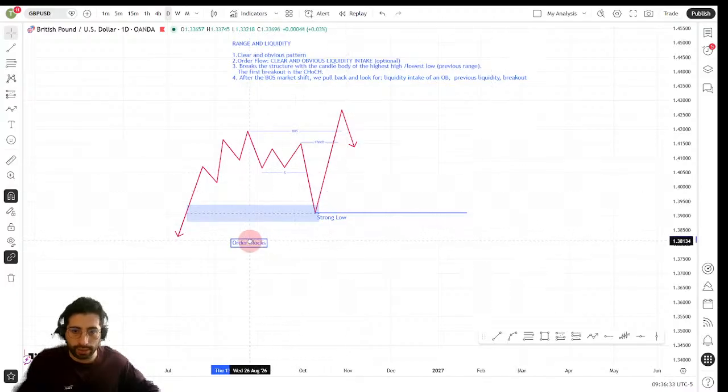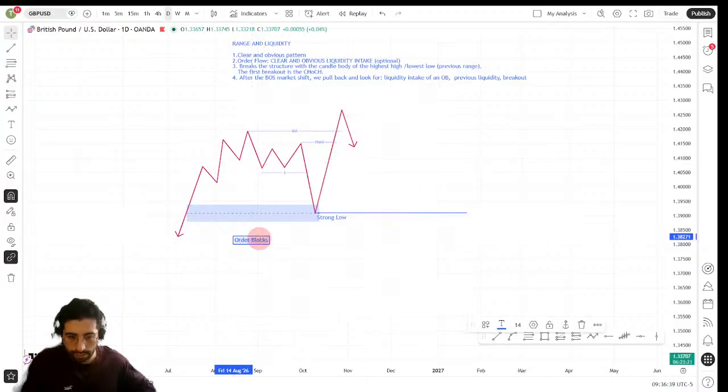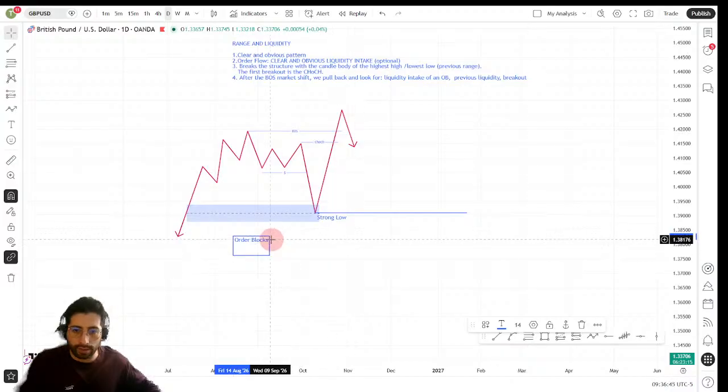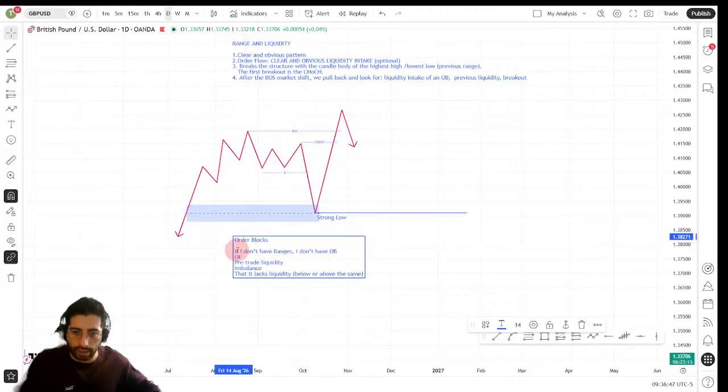Right, order blocks. This is the new topic we're gonna talk about today, right? The beautiful order blocks topic. I'm talking about the order blocks, and you need to understand this.